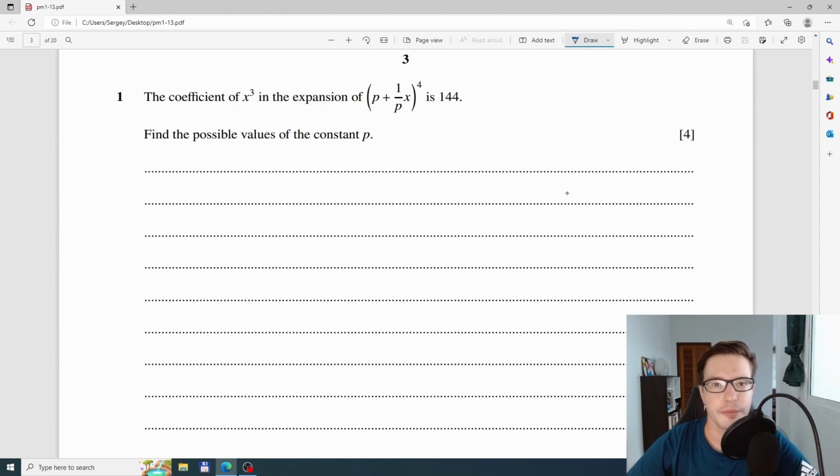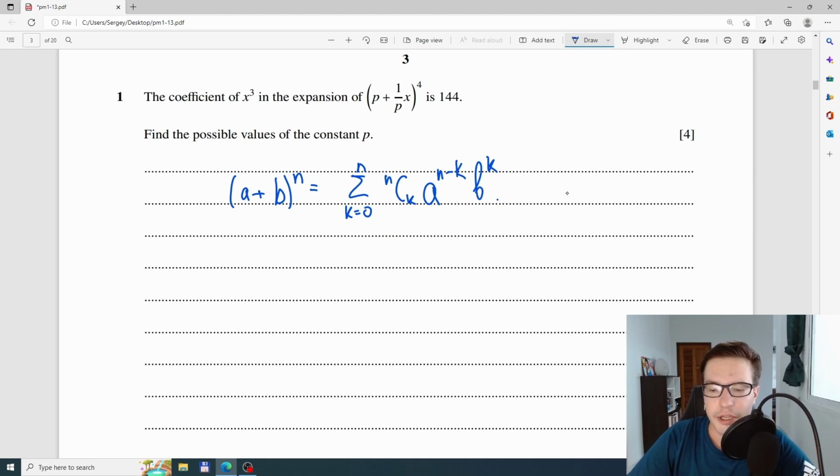Okay, so this question is about binomial expansion, and first of all I'm going to state the formula. (a + b)^n equals the sum, where k goes from 0 to n, nCk a^(n-k) b^k. Okay, how can I use it in this case?